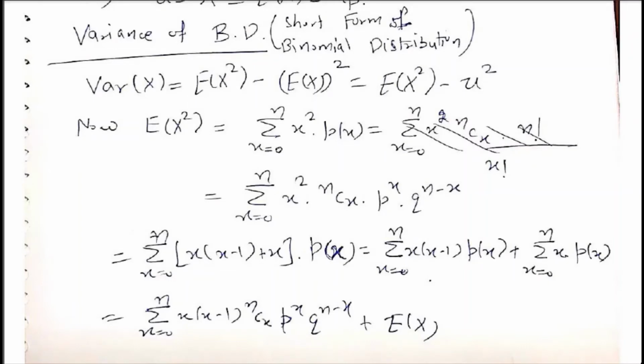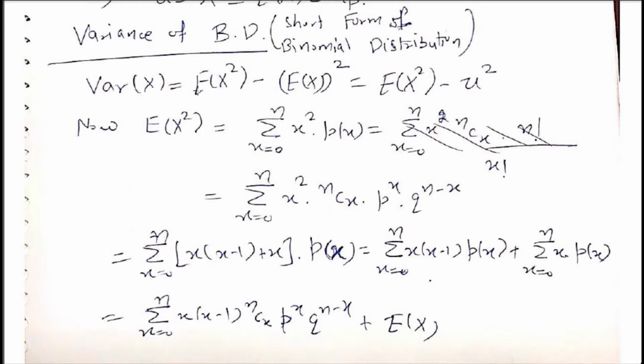Hello students, in this video we will discuss the variance and moment generating function of the binomial distribution. So take a look at the variance of binomial distribution. Firstly, binomial distribution in the short form can be written as B(n, p). So now we will find the variance of binomial distribution.